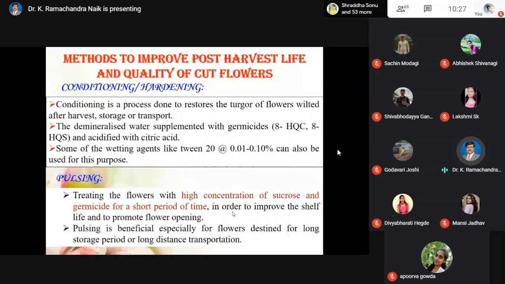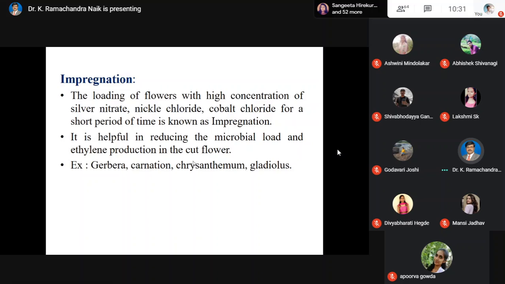Another terminology is impregnation. The loading of flowers with a high concentration of silver nitrate, nickel chloride or cobalt chloride for a short period of time is known as impregnation. It is helpful in reducing microbial load and ethylene production in cut flowers. Microbes are also responsible for blockage of the xylem and phloem channels, so microbes should not be entertained in the channel. This can be overcome by impregnating the cut end of the stalk with these chemicals, overcoming microbial blockage in the xylem and phloem vessels.